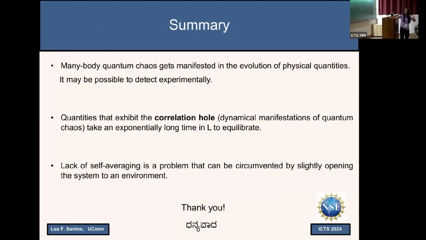We probably can detect the correlation hole experimentally. Amit may have more to tell you about this. If the correlation hole appears at exponentially long times for thermalization, how can we handle self-averaging opening the system? So thank you.